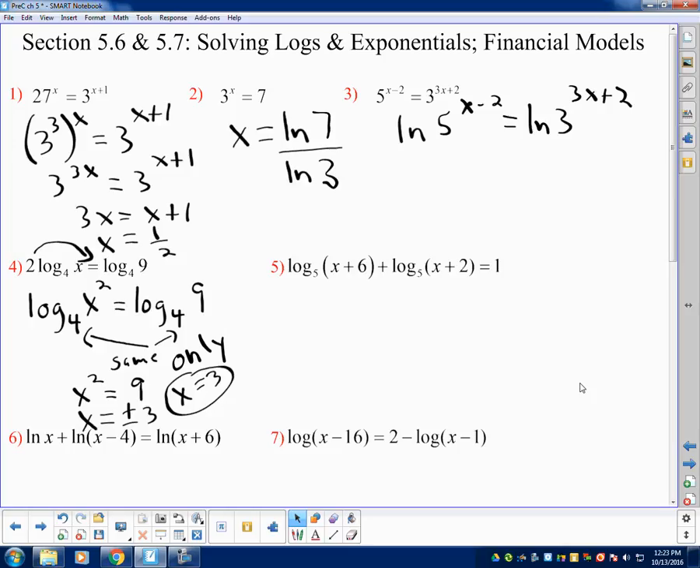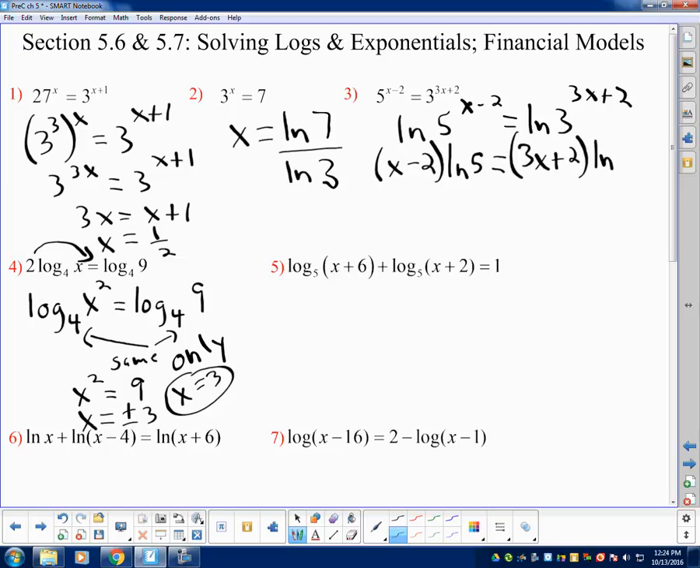Yes. The ln accomplishes what purpose for the equation solving here? Allows you to pull the x's down. So when I do that, I'm going to write this as x minus 2, and I'm going to place it in parentheses. You'll see why in a minute. Times ln of 5 equals 3x plus 2 in parentheses times ln of 3.